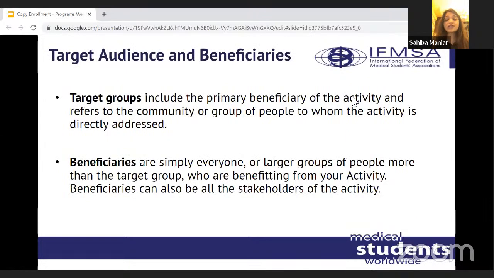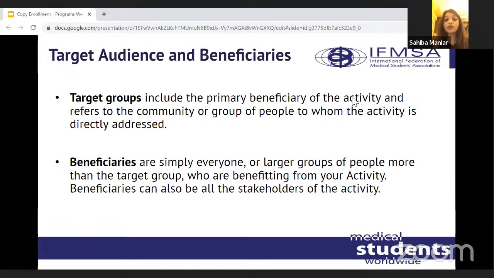When you begin, what is the first thing that you think about? Who do you approach and who are you benefiting? This is when you come to the question of target audience and beneficiaries. Target audience are the group of people who you are going to address. Beneficiaries are a group of people who are going to benefit from your activity.